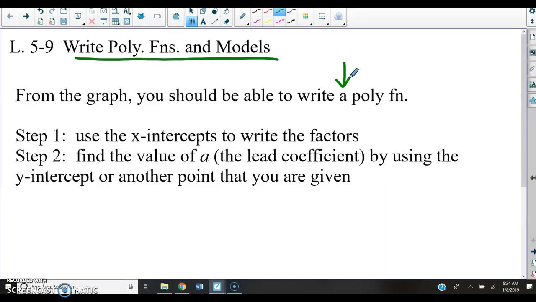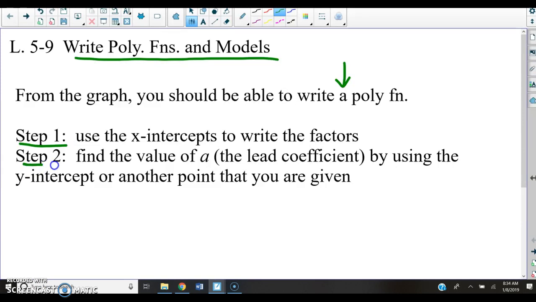When we start getting other facts, we might not be as specific. Today we're going to be pretty specific, but down the road we might not. Okay, first step, you're going to use the x-intercepts to write the factors. And I am not going to make you expand that. You do not have to use FOIL or the table where you're going to expand when you have the product of three binomials. You just have to write your factors as a product.